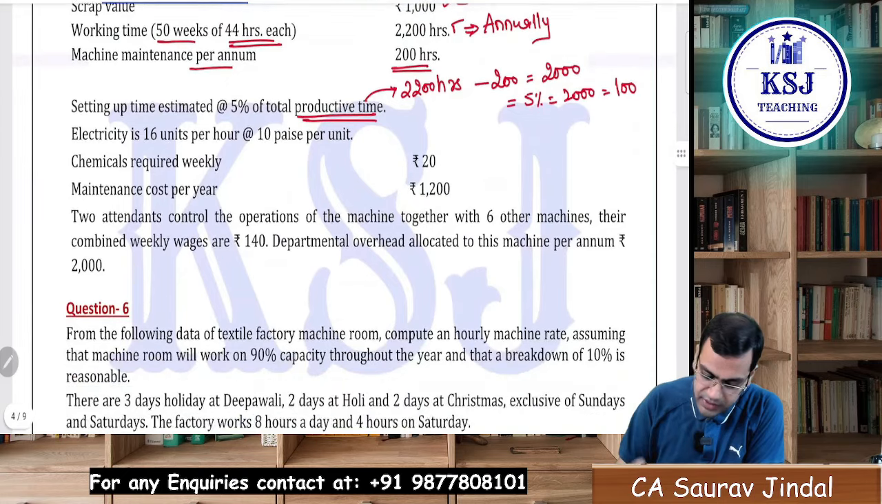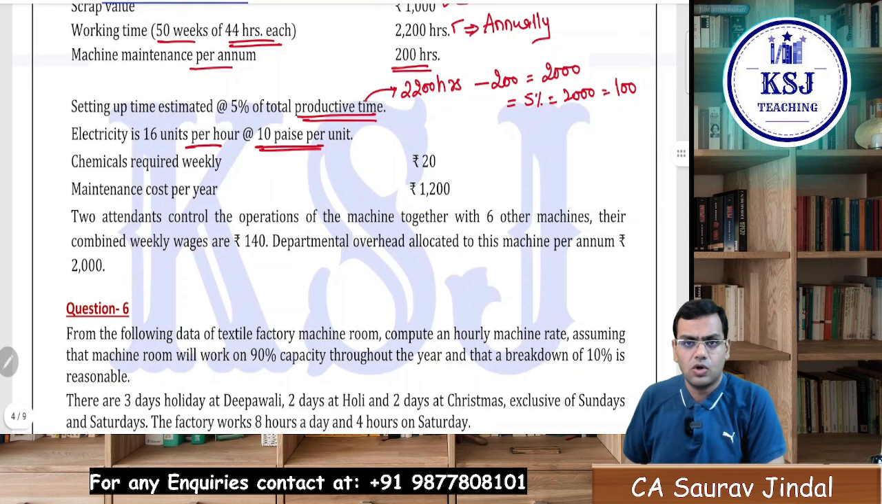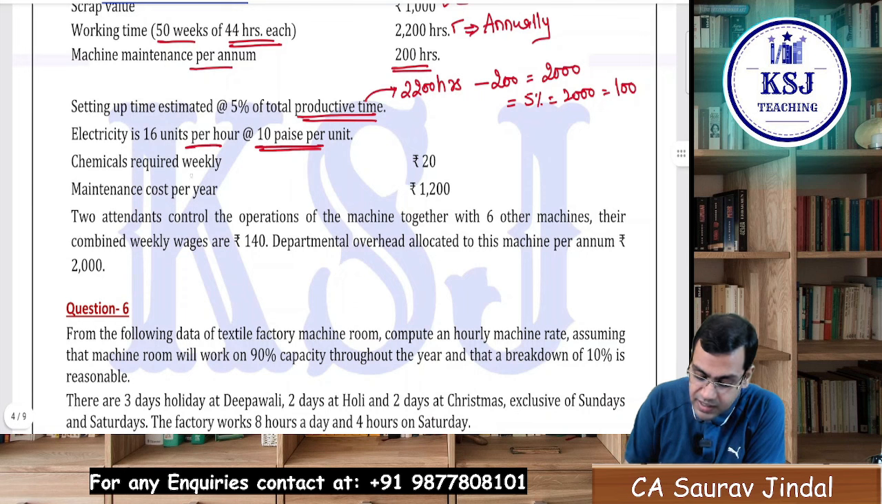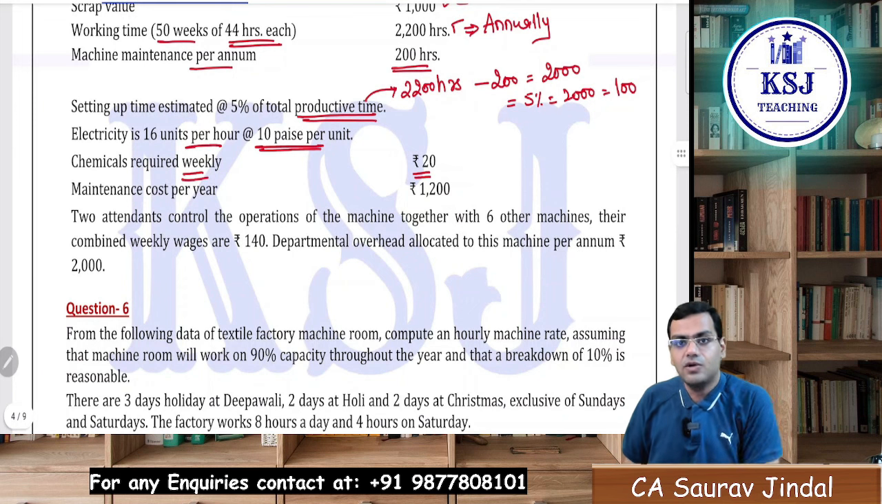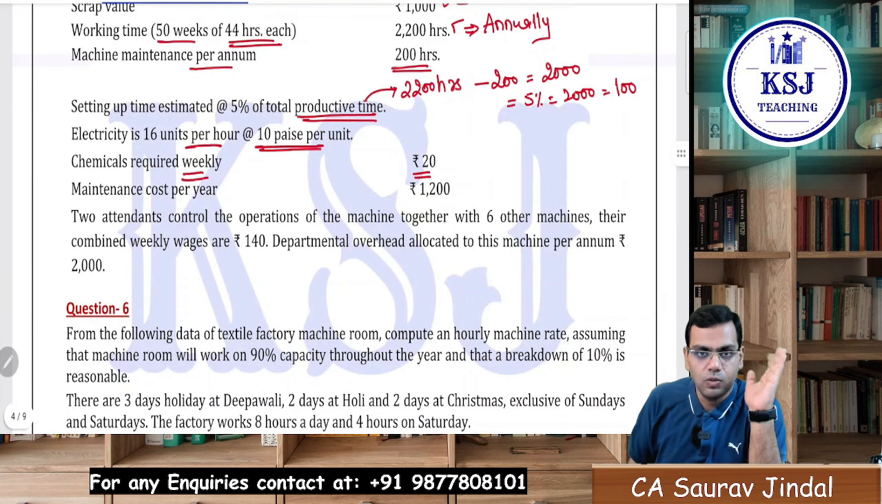Okay, coming to the next one. Electricity is 16 units per hour at the rate of 10 paisa per unit. So electricity is already given, the cost per hour is given. Chemicals required weekly, rupees 20. That means for every week you require 20 rupees worth of chemicals.